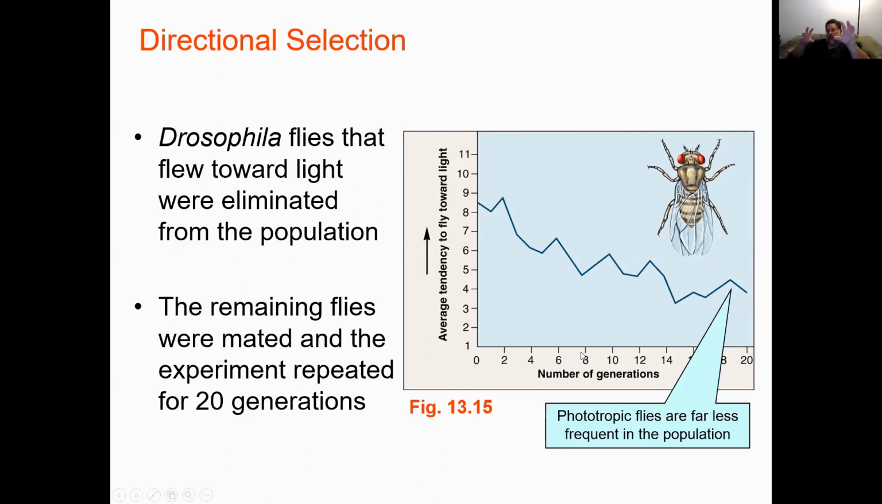That's directional selection. So remember, evolution isn't just selecting for physical traits. Evolution is also affecting selection of traits that influence behavior and the mind.